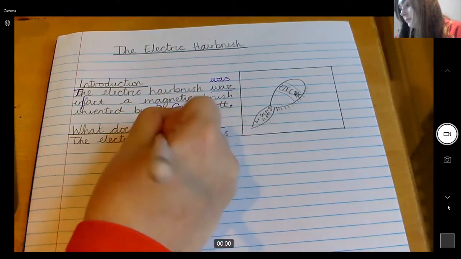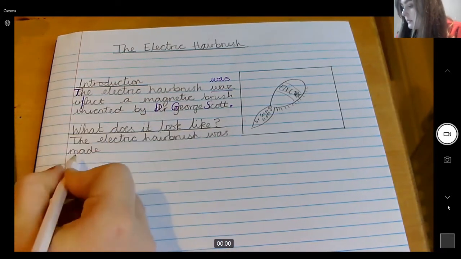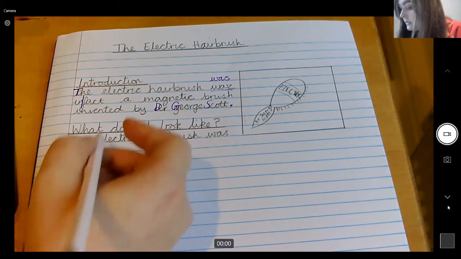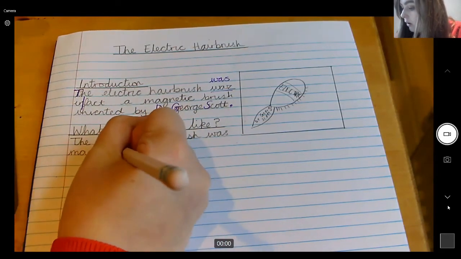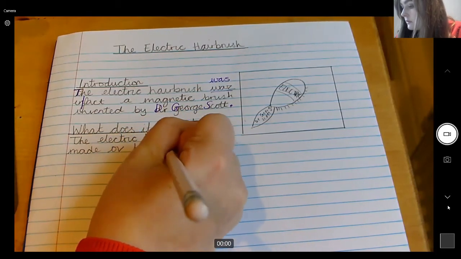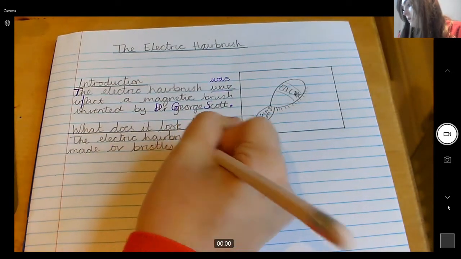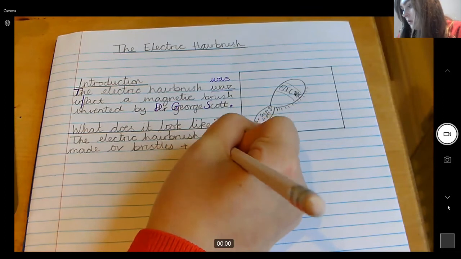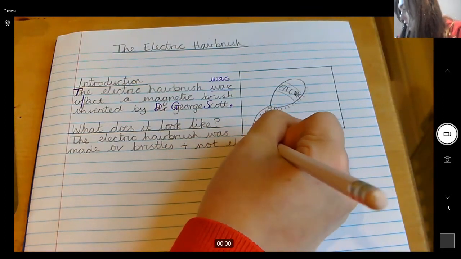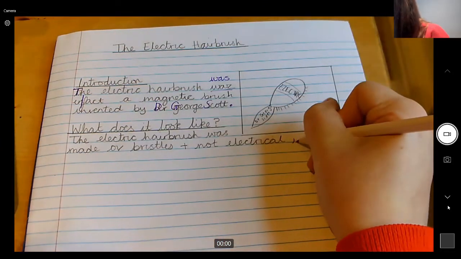was made, that's our A sound there to help you with your phonics, our A sound, made of bristles and not electrical wires.